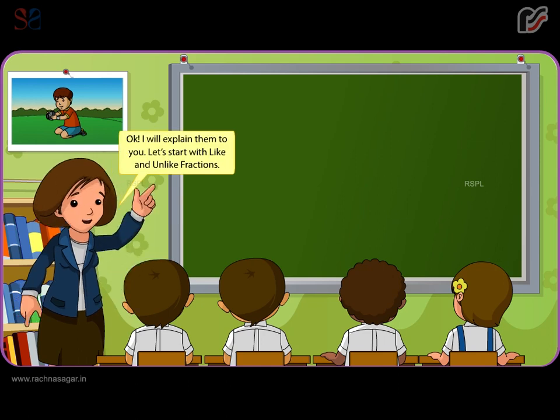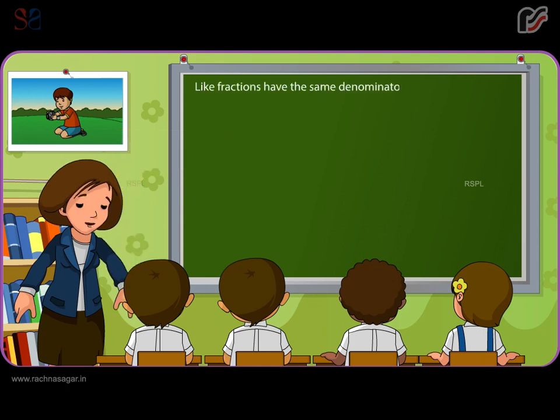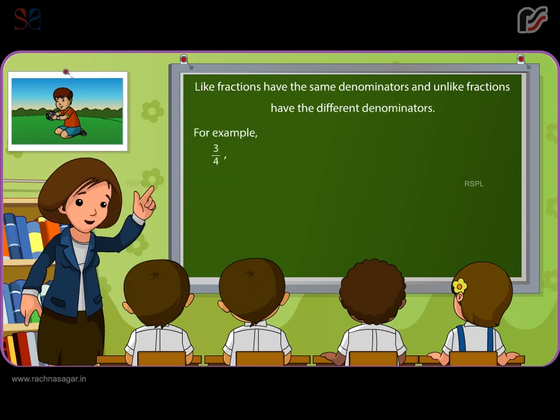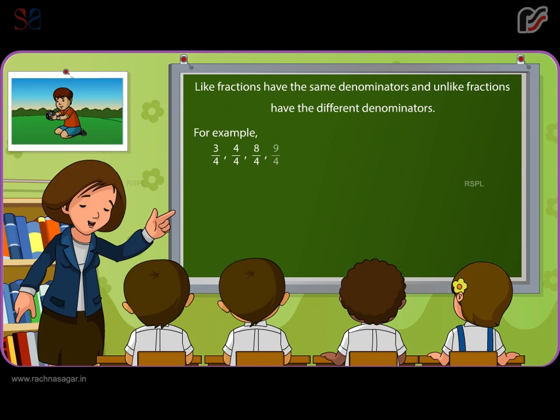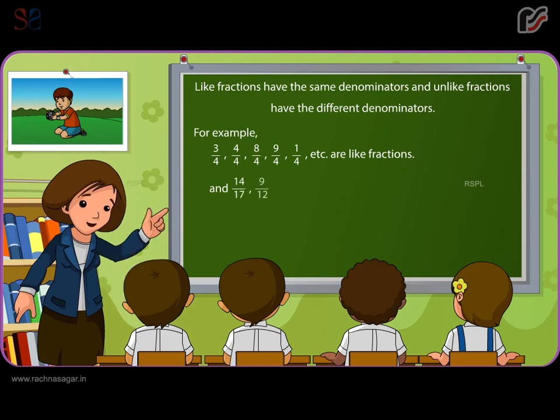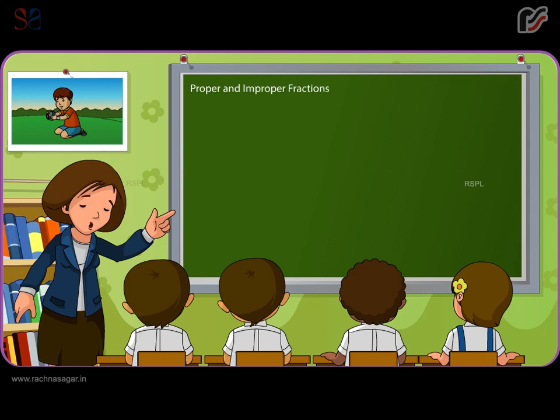Let's start with like and unlike fractions. Like fractions have the same denominators and unlike fractions have different denominators. For example, 3/4, 4/4, 8/4, 9/4, 1/4, etc. are like fractions. And 14/17, 9/12, 9/10, 3/6, 9/7, 1/14, etc. are unlike fractions.